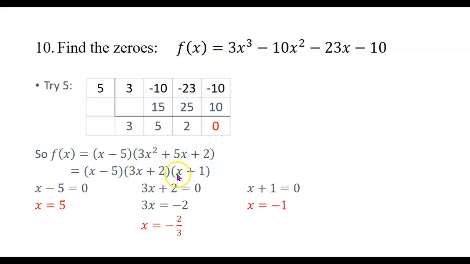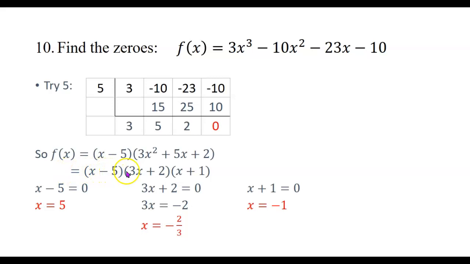We need a 3x times x to get 3x squared. The numbers on the end have to multiply to give you 2, and the outside plus the inside have to add up to 5x. So the correct factors are 3x plus 2 times x plus 1.